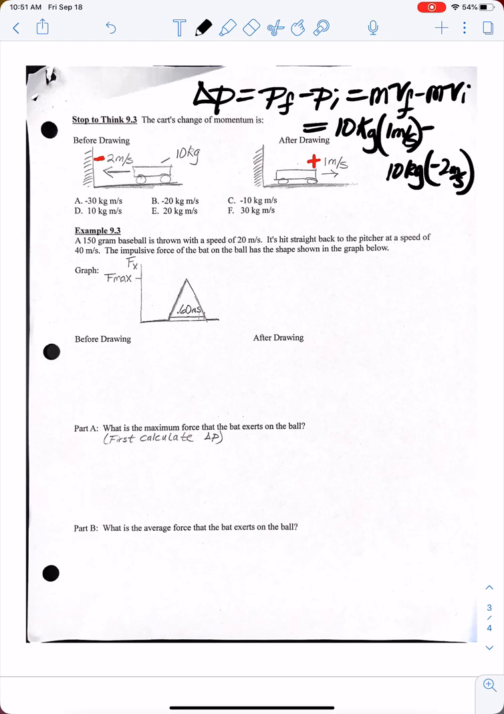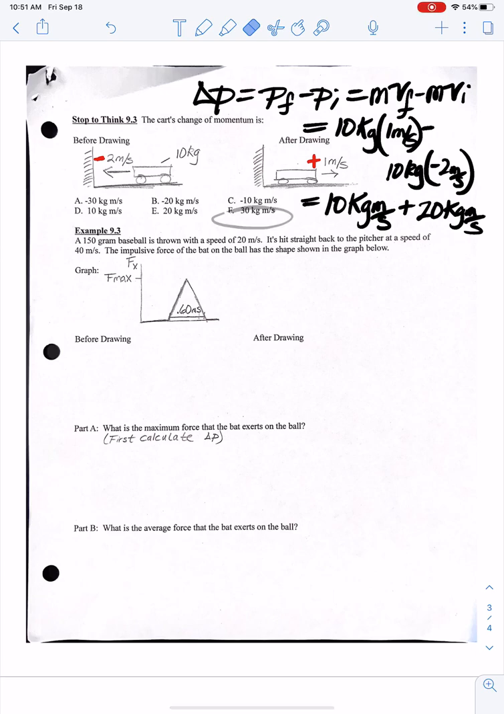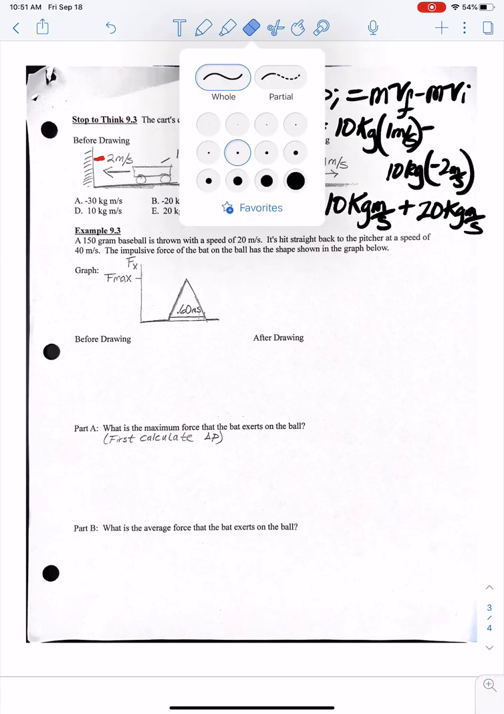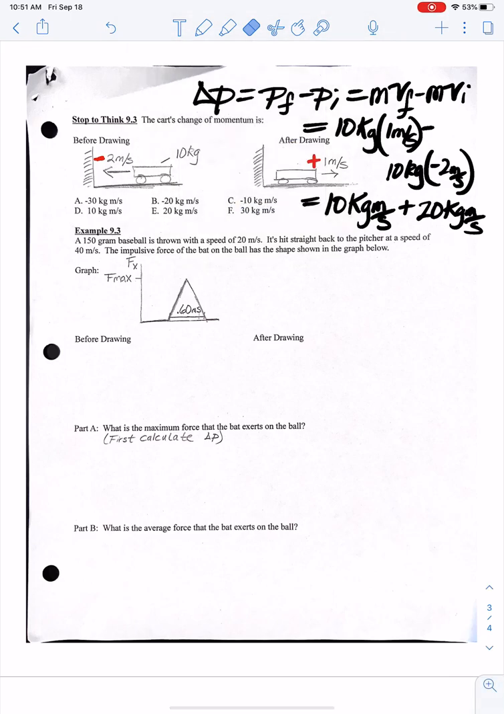And we're subtracting that from 10 kilograms again times negative 2 meters per second. And so what you can see is the signs are going to be really important and might be why you guessed wrong on the answer. 10 kilogram meters per second, and we're going to have minus a negative, so this is going to be plus, and it's going to equal 20 kilogram meters per second, which is going to total up to answer F, which is 30. All right, isn't it answer F?